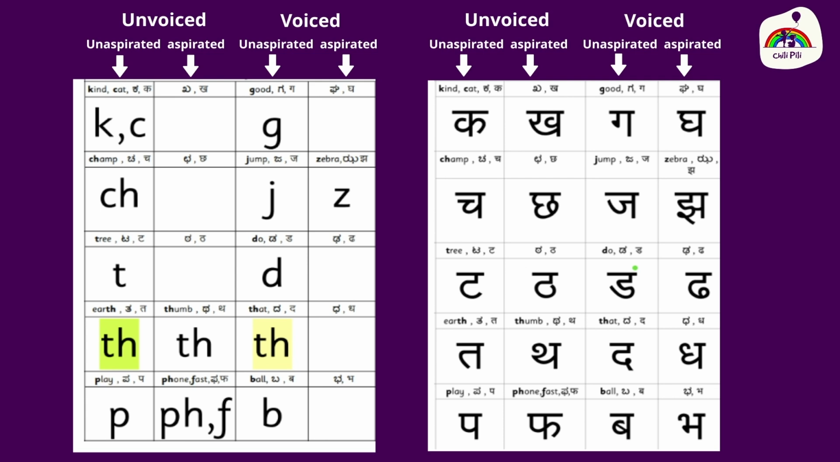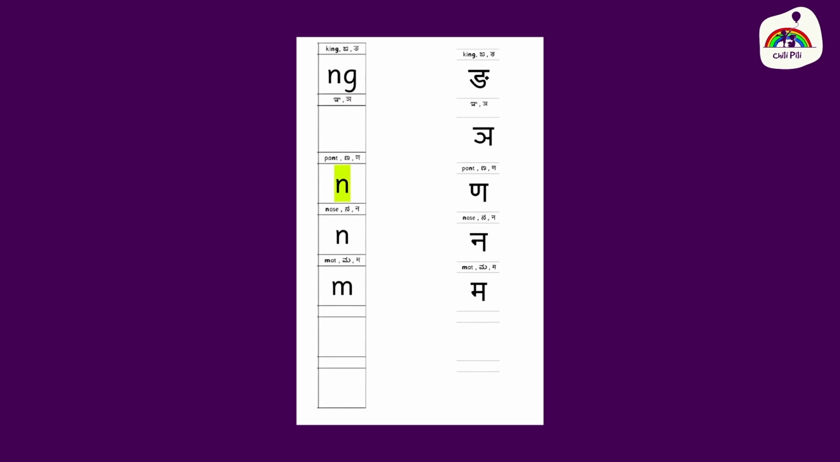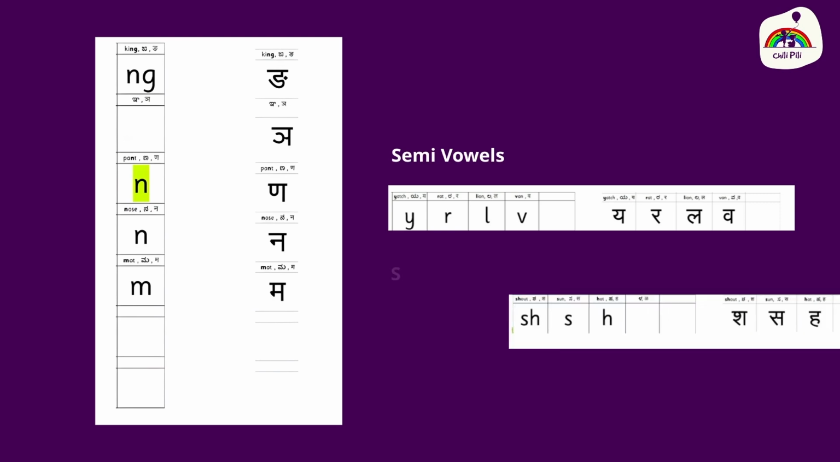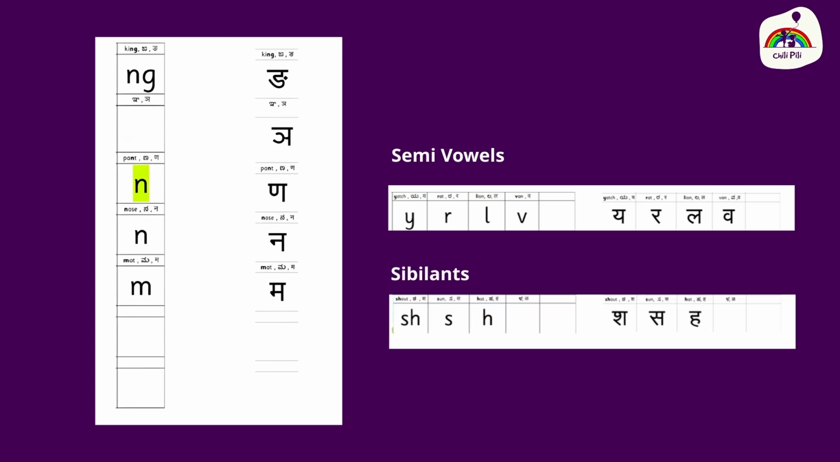Within each group, there's further organization: voiced and unvoiced, and each having an unaspirated and aspirated pair. Unvoiced means your vocal cords don't vibrate, like p, and voiced means they do, like b. Unaspirated doesn't use a puff of air, while aspirated does, like the difference between g in goat versus gh in ghost. The last sound in each group is always the nasal sound. This is followed by a line of semi-vowels, y, r, l, v, and a final line of sibilants, sh, sh, s, h. This systematic arrangement helps children naturally understand how sounds relate to each other and how they are physically produced.